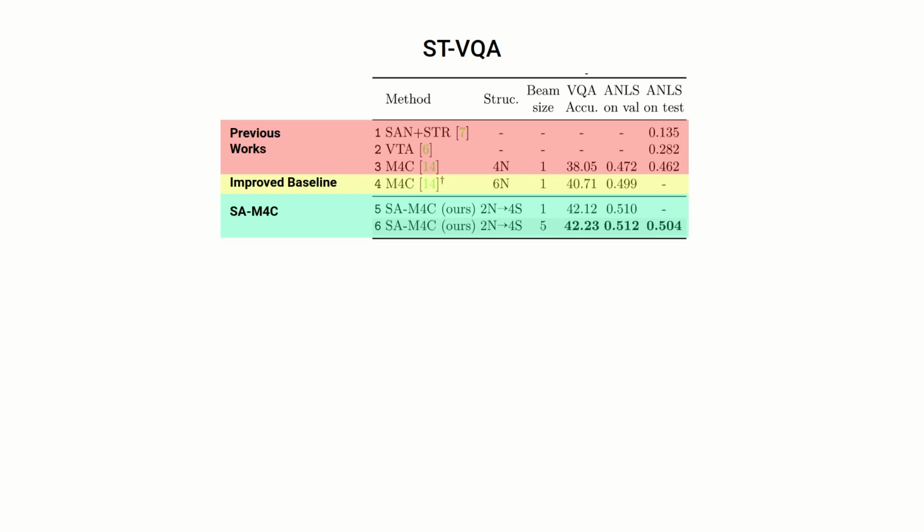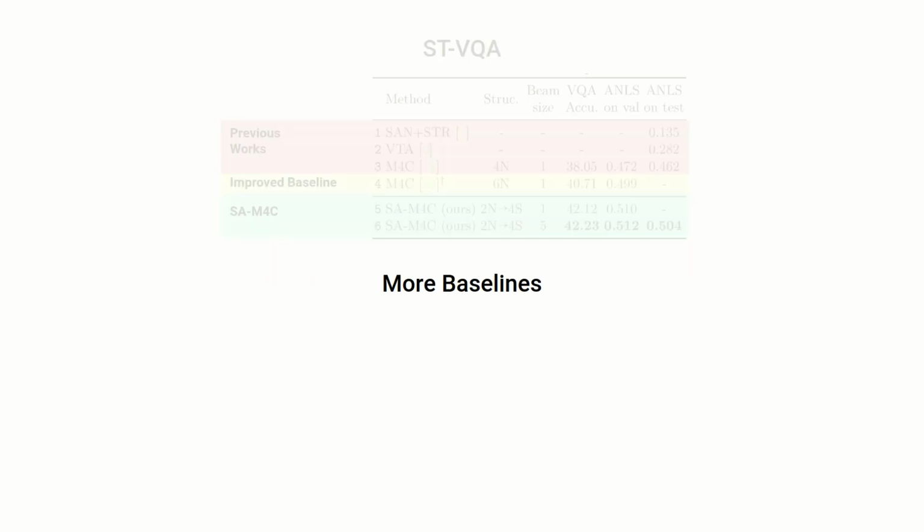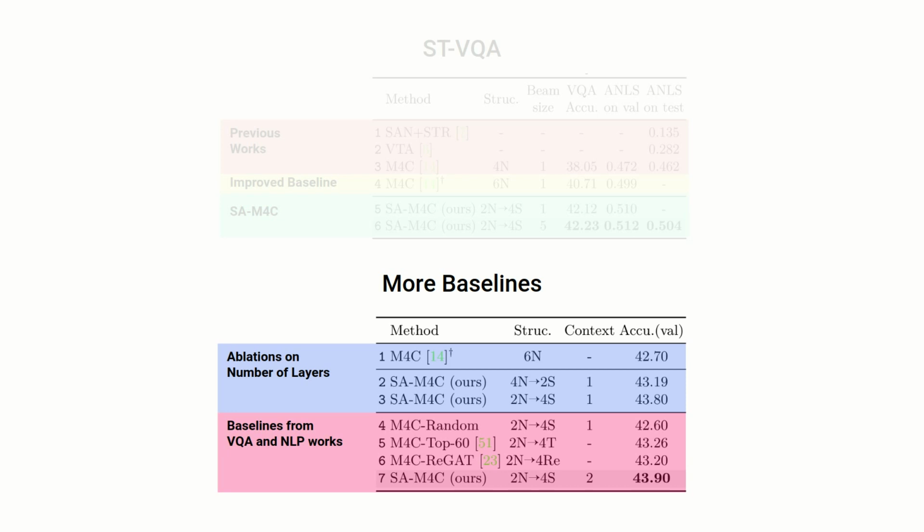Another dataset for the TextVQA task is ST-VQA. With our best model, we show 4.2% absolute improvement on the ANLS metric on the test set. We ablate our model and also compare our work to other baselines from the NLP and VQA literature. Specifically, we compare against the following 3 models. A model with a randomly initialized spatial graph. Second, a model which considers the top 60 strongest connections during self-attention. And third, a model that uses an additional bias embedding to encode spatial relation. We find that our model outperforms each of these baselines.